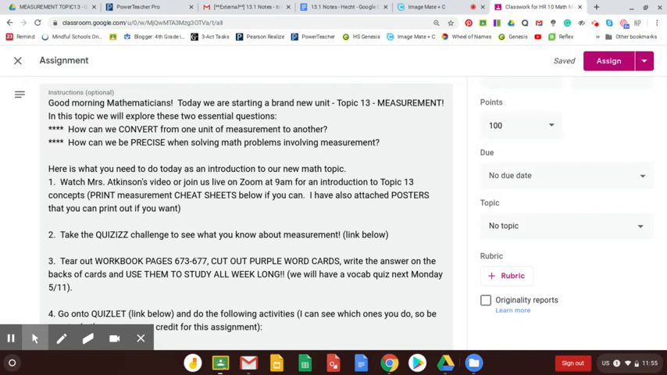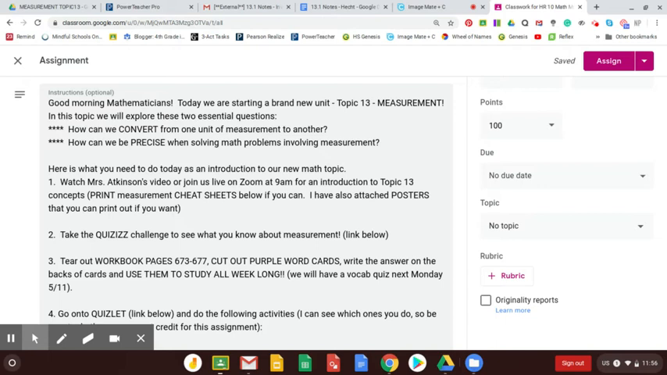So here's what you're going to do today. You are going to either watch this video, which you're doing now, or you can join us on Zoom at 9 a.m. I do the same thing in both the video as I do on Zoom. And we're just going to really introduce the concepts of topic 13, talk about measurement, talk about all the vocabulary involved. I did send your parents an email with our guided notes that we're going to be using starting tomorrow. So if you have those guided notes, if you can print them out, that will be extremely helpful to you.